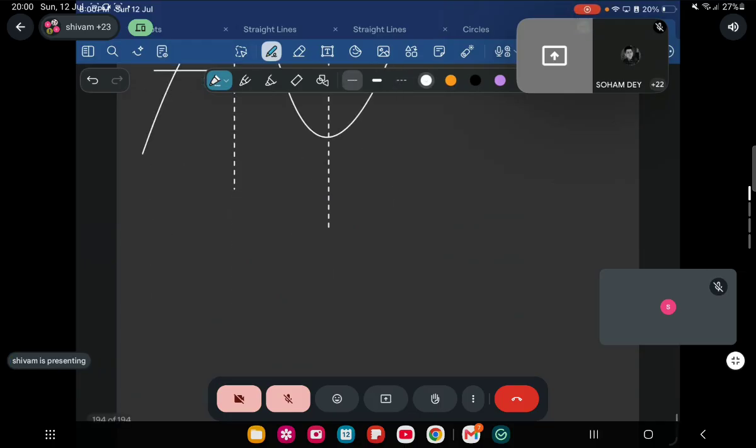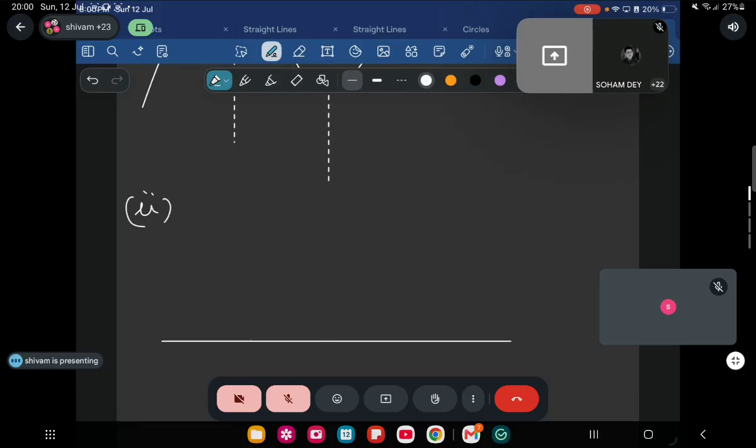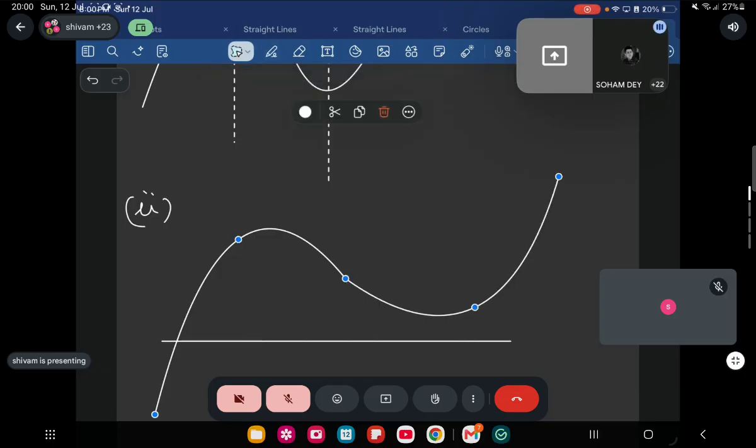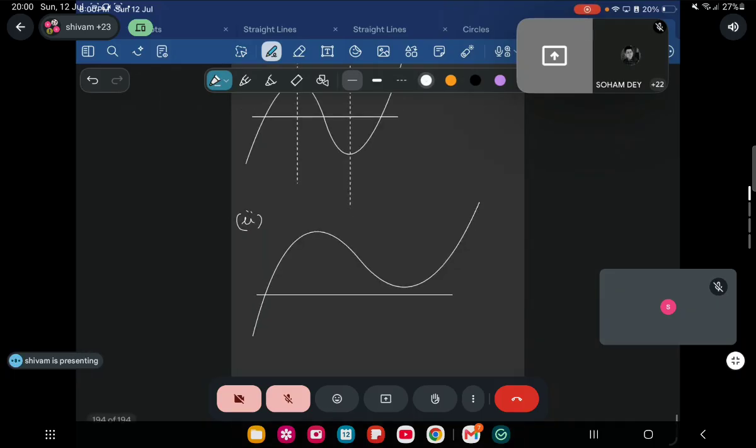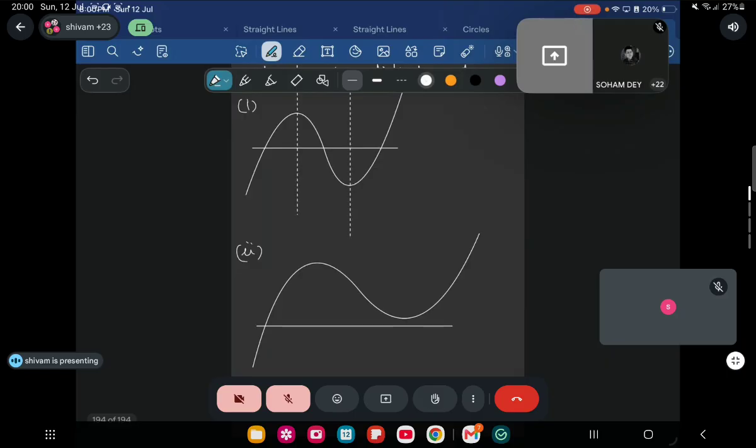Next, case 2. Okay, first of all, I'm drawing the cases, then I'm going to write it. Okay. In this case, Sir, could you please zoom out a bit? Okay. See, in this case, are we getting maxima and minima? Yes, sir. We are getting a maxima. Again, discriminant will be greater than 0. But for this one, there will be one more thing. I'll discuss.